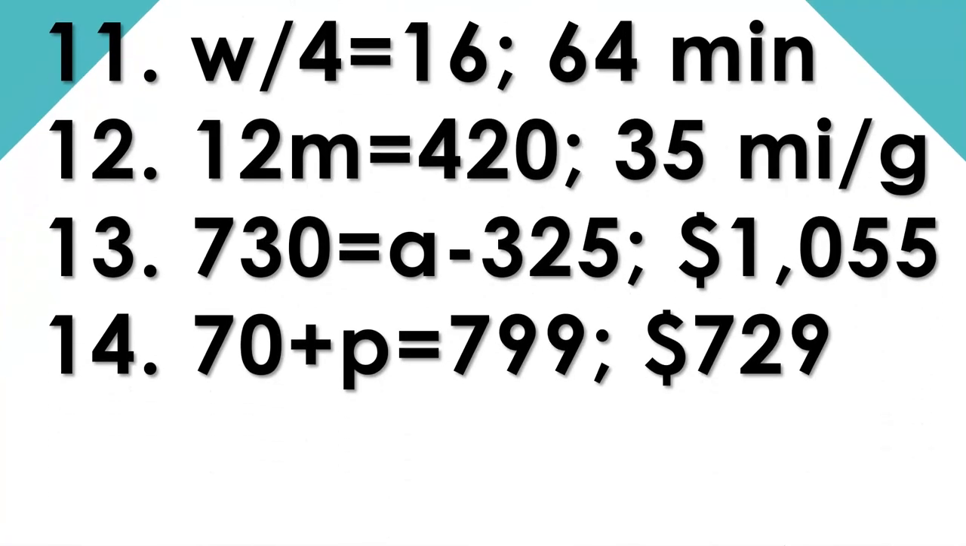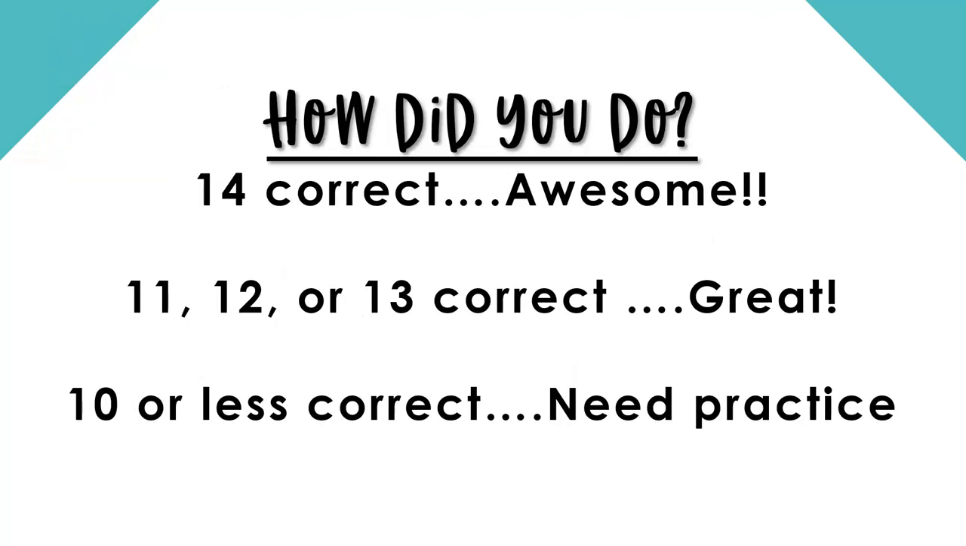Number 11, W divided by 4 equals 16, with the answer W equals 64 minutes. Number 12, M equals 420, with M equals 35 miles per gallon. Number 13, 370 equals A minus 325, with A equals $1,055. Number 14, P plus 70 equals 799. P equals $729.